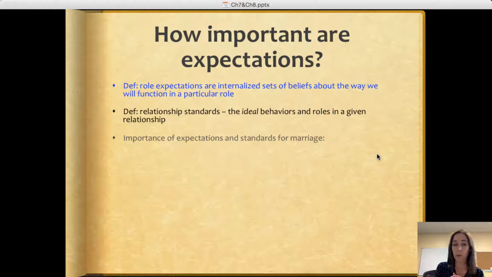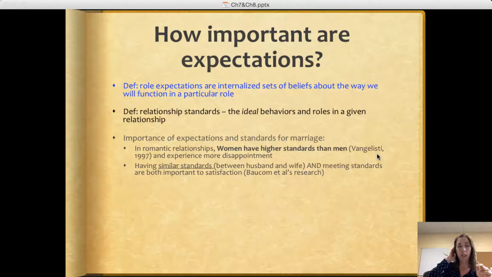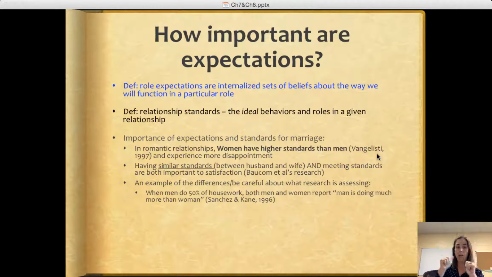I'm going to drop some knowledge about the trends here. In romantic relationships, women have higher standards than men. They also experience more disappointment. Sorry, this is all heteronormative. I'm sorry, we don't have enough data. So this is husband and wife. Having similar standards and meeting those standards are both important to satisfaction. If you have the same standard as your partner and you meet those standards, you're more satisfied.